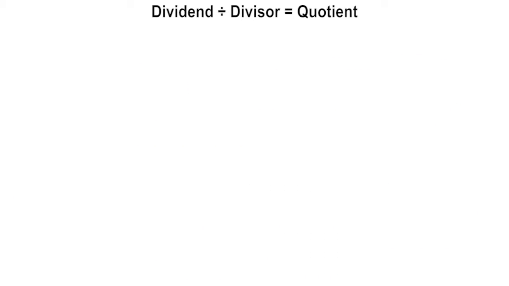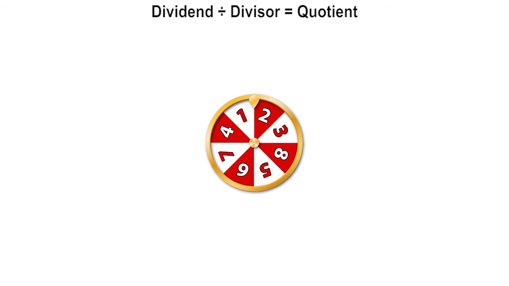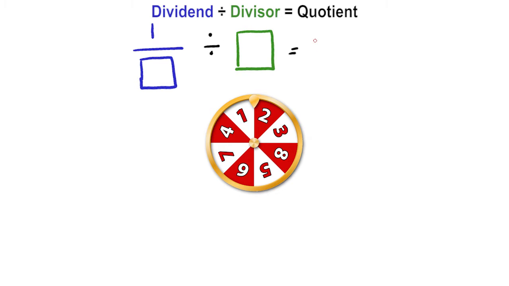Let's begin by creating a division problem with a fraction as the dividend using a spinner numbered from 1 to 8. The first number generated will be the number in the denominator of the dividend, and a 1 will be the numerator, which will generate a unit fraction. The second number generated on the spinner will be the divisor.